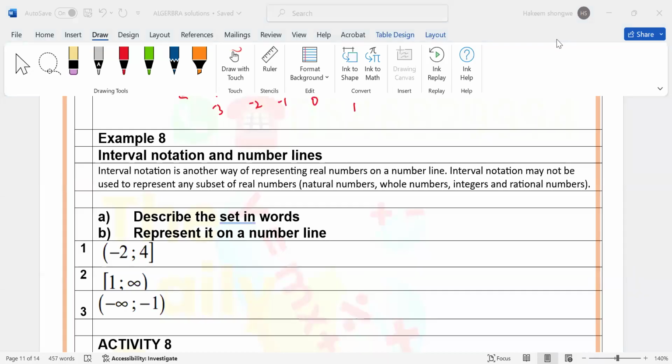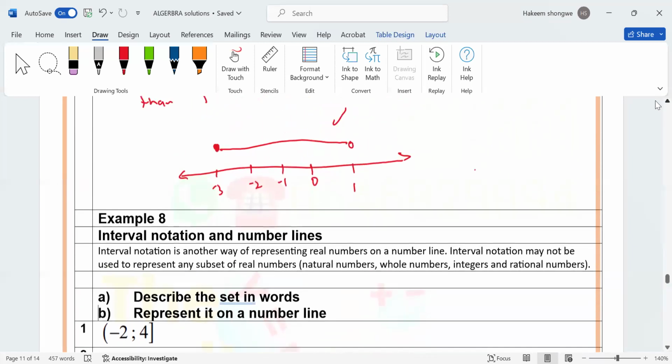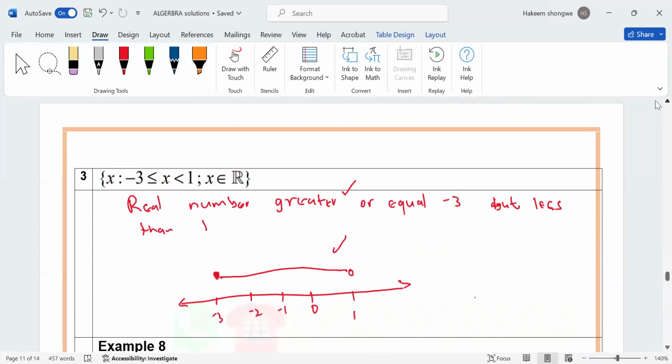One of the ways to represent real numbers was set-builder notation. Set-builder notation is the one that we just did here. This is the set-builder notation, and it works with almost all of them. It works with real numbers. It works with integers.